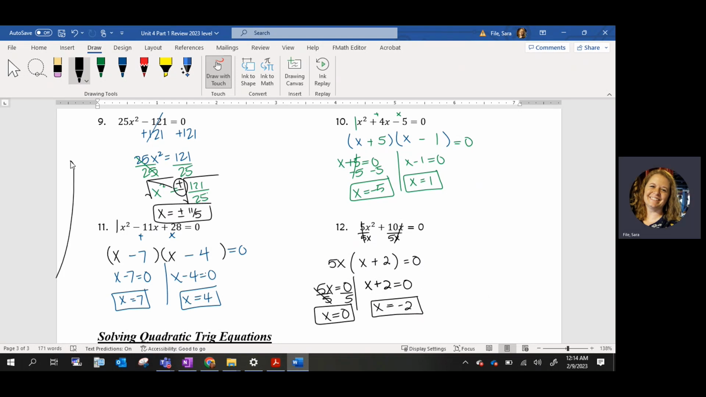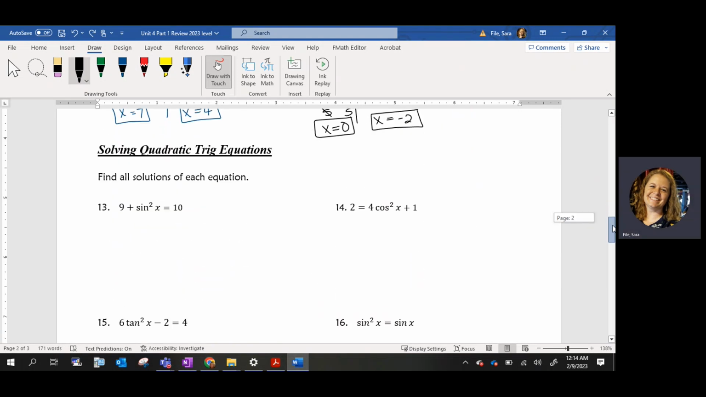So now let's try it. Oops. Well, to draw this. There we go. Try it with trig now.